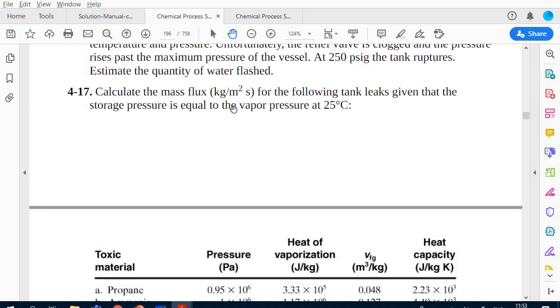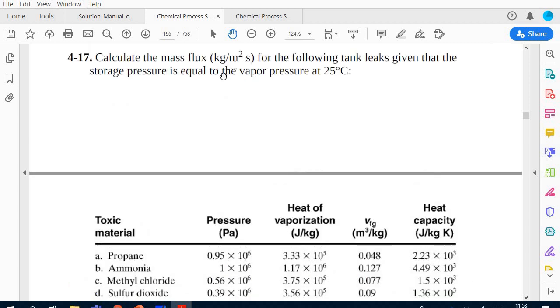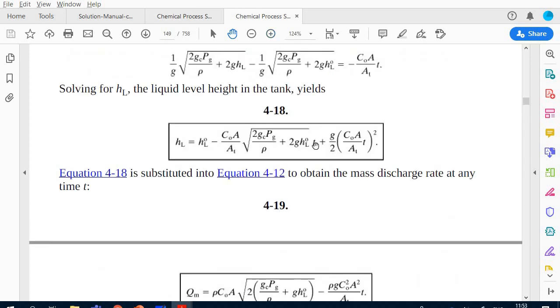Okay, so what are the toxic materials? For example, I have 4 different toxic materials. These are the pressures, the heat of vaporization, where it heats up and becomes vapor, and the specific volume, and these are the heat capacities. So can you tell us how to calculate this? You can see how simple. This is the only information that I have to calculate.